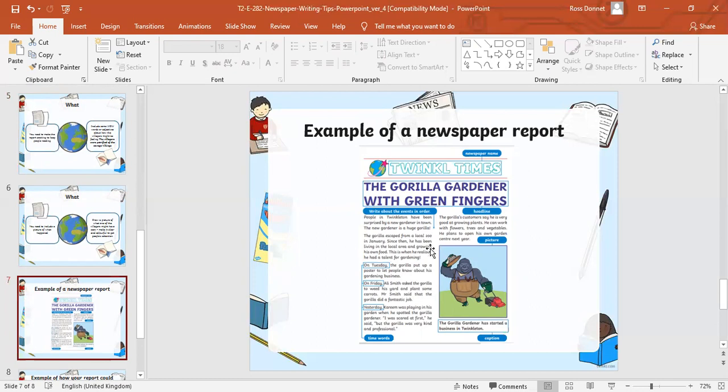Now, when you look at this example here, you'll see that the events are in order. So again, we've got some time words they've used: on Tuesday, on Friday, yesterday, and we would be using words like first, next, then, finally, all the things that we've included. And then finally, they've got their little picture here of the Guerrilla Gardener, and they've even included what we call a caption underneath it. So it says here, the Guerrilla Gardener has started a business in Twinkletown. So you could write a little caption describing what's happening in your picture. This is what an example of a newspaper report could look like.